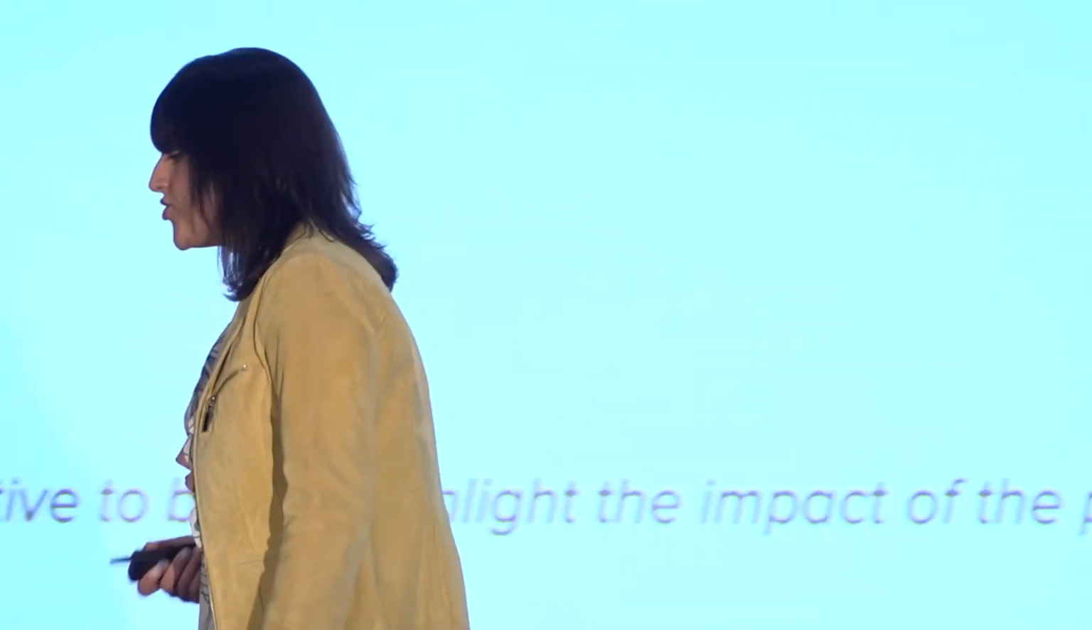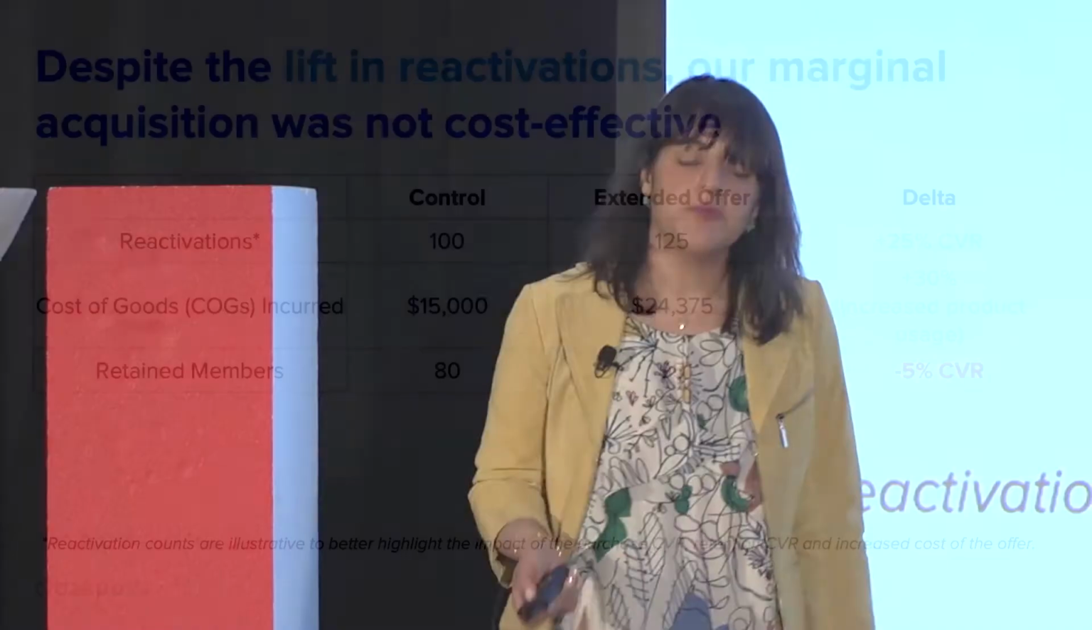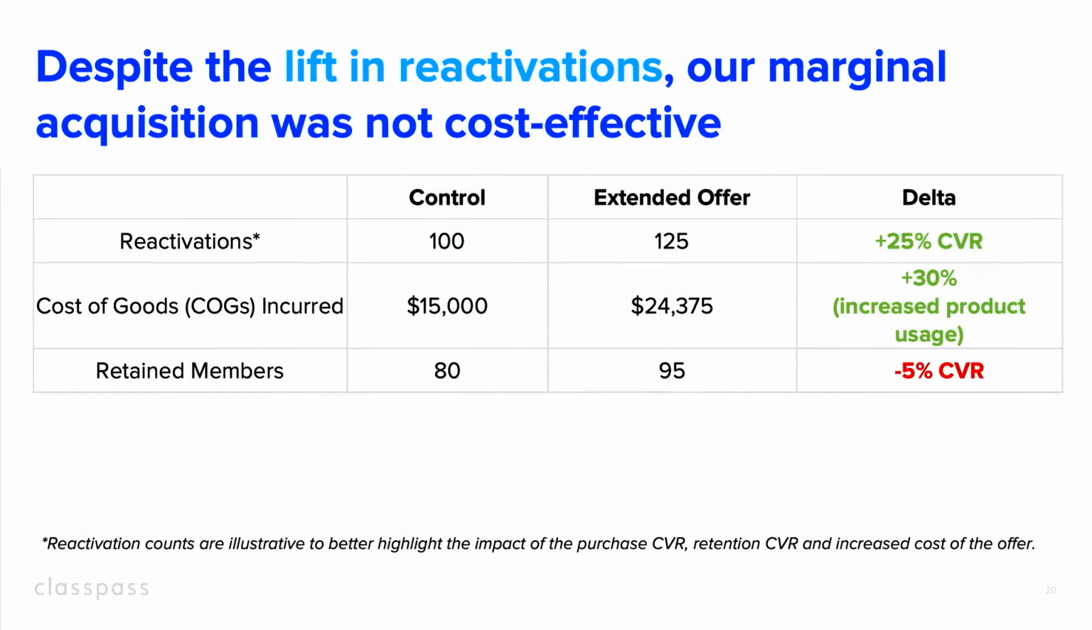The next thing we want to look at is how many people were retained after the win-back offer ended. So in our control group, we had an 80% retention rate. So 80 out of those 100 people were retained. Now in our experiment, we observed a 5% retention loss, meaning that by making the offer more generous, we were actually getting lower quality reactivations as a result. So with that 5% loss, that means 95 out of the 125 people were retained.